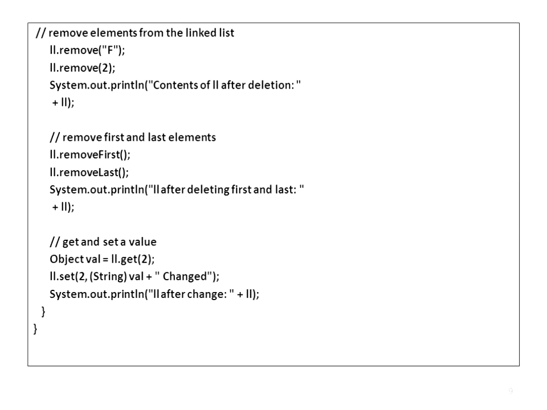Now, next, we will remove 2 data items. That is F and then 2 dot remove 2. That means first of all we will remove F. Once F is removed, the pointer location will change. And after that, whatever value is there at index location 2 will be removed. And then we have system.out.println contents of 2 after deletion. So can you tell me what will be the output here?